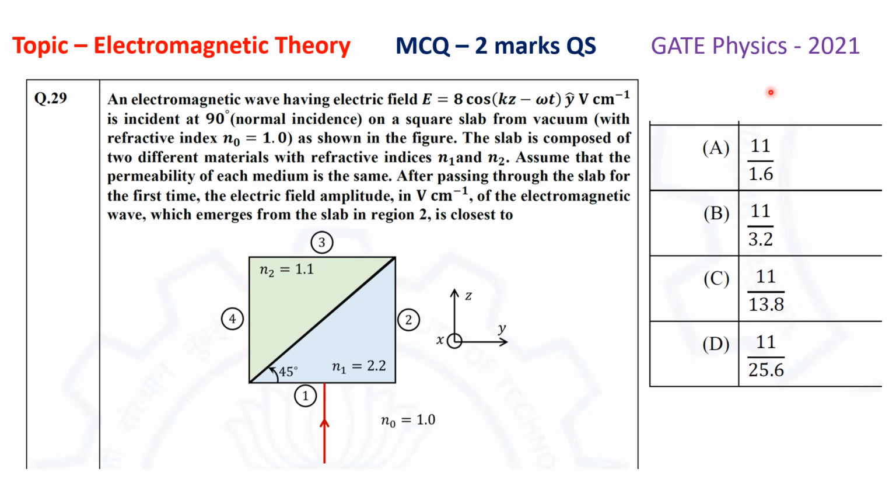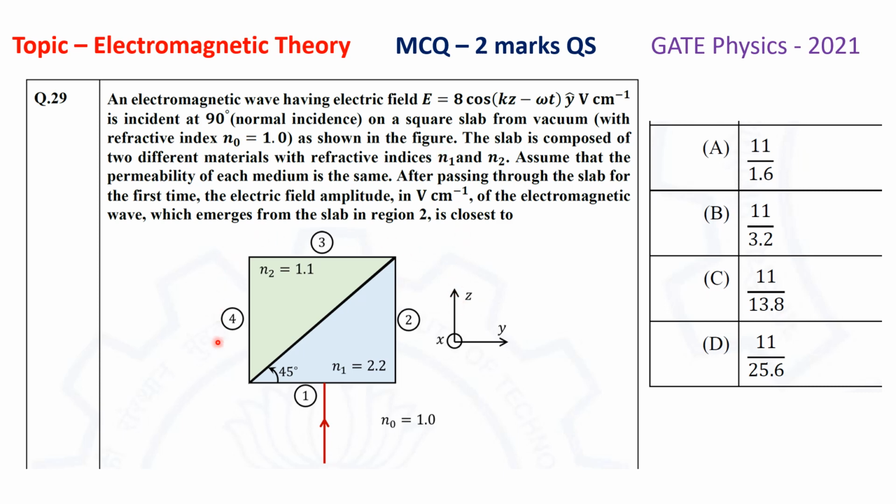This question was asked in the GATE Physics paper 2021. This is an MCQ having 2 marks, and the question was asked from the topic Electromagnetic Theory. The question is, an electromagnetic wave having electric field E vector equals to 8 cos kz minus omega t along y cap direction, and the unit is volt per centimeter, is incident at 90 degree, that is normal incidence, on a square slab from vacuum with refractive index N naught equals to 1 as shown in the figure.